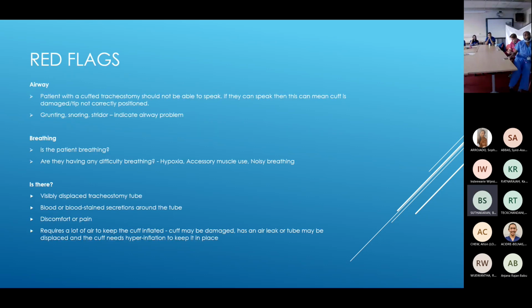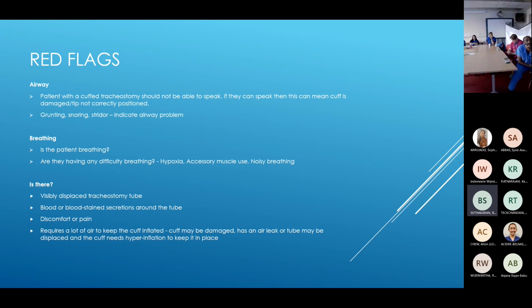So red flags, things to be aware of with a patient who has a tracheostomy. First one, airway. If a tracheostomy is cuffed, the patient shouldn't actually be able to speak, because no gas should be able to escape through the mouth. If they're talking and there's an audible air leak, or there are bubbles of saliva coming out of the nose or mouth, then gas is escaping from the cuff, which indicates that either the cuff is damaged or the tube or the tip is displaced. And if you hear grunting, snoring, stridor, those are obvious indications of airway problems too.